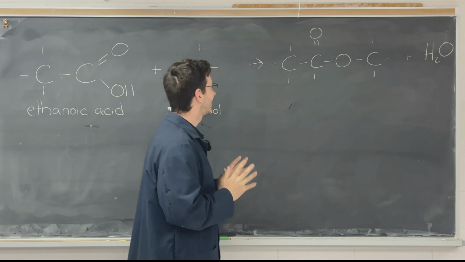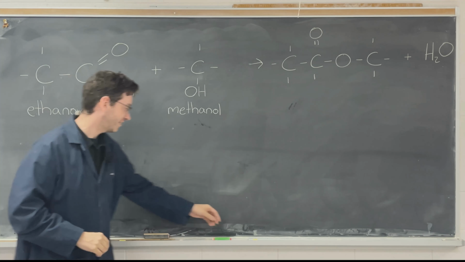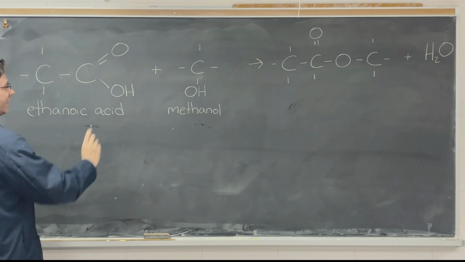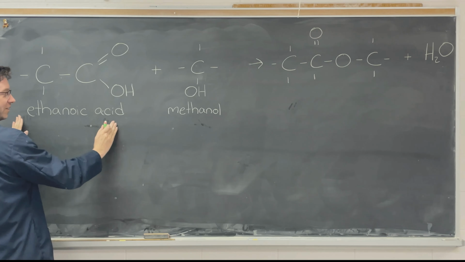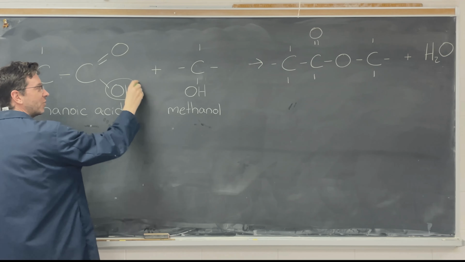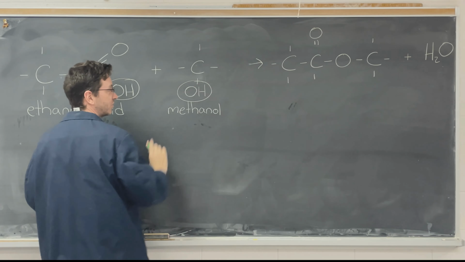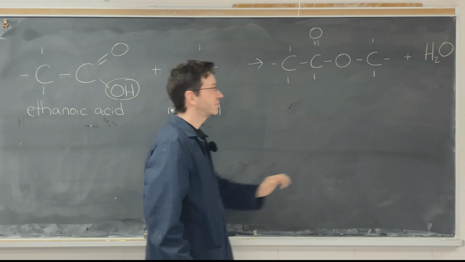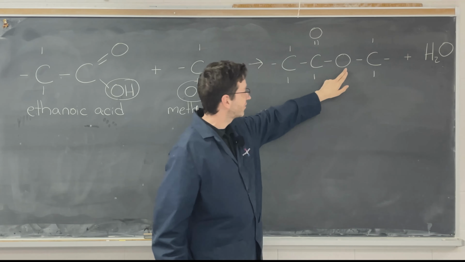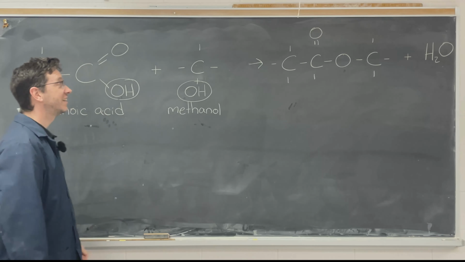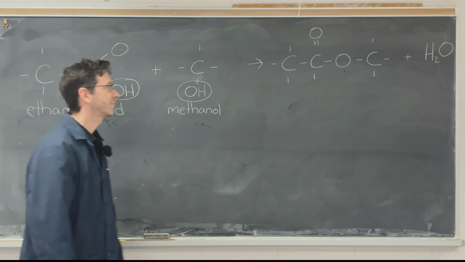Now in this case, how this reaction works is we have our ethanoic acid, we have our hydroxyl group here, and we have our alcohol with our hydroxyl group. These combine to pull out a water and leave an oxygen behind, linking the two chains.